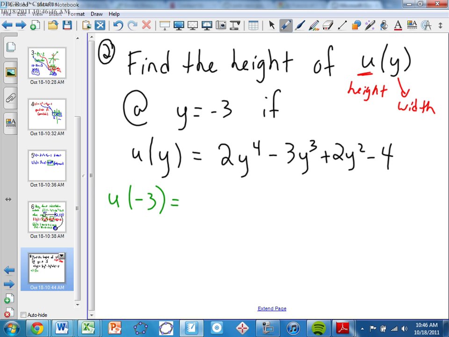Basically, it's like find x. Find when x is -3. Sure, you can think about it that way. This is like your x value. But I don't want you to think of just x.